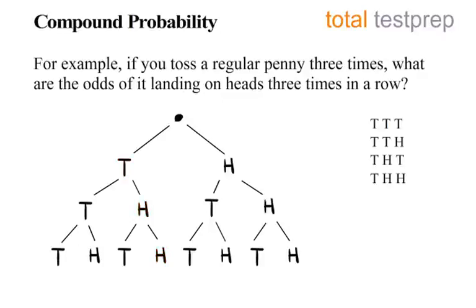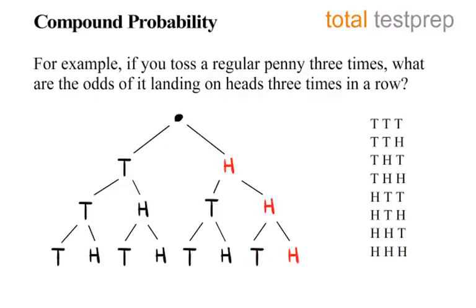Or it could have landed on heads the first toss, tails the second toss, tails the third toss. Or it could have landed on heads, then tails, then heads. Or it could have landed on heads, then tails, then tails. Or it could have landed on heads, then heads, then heads.